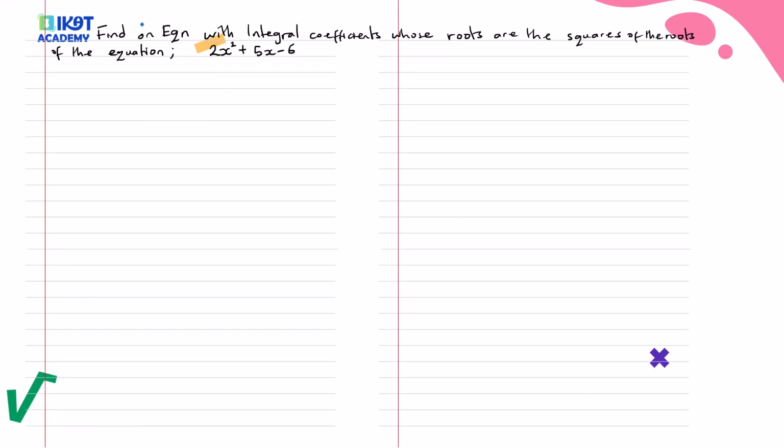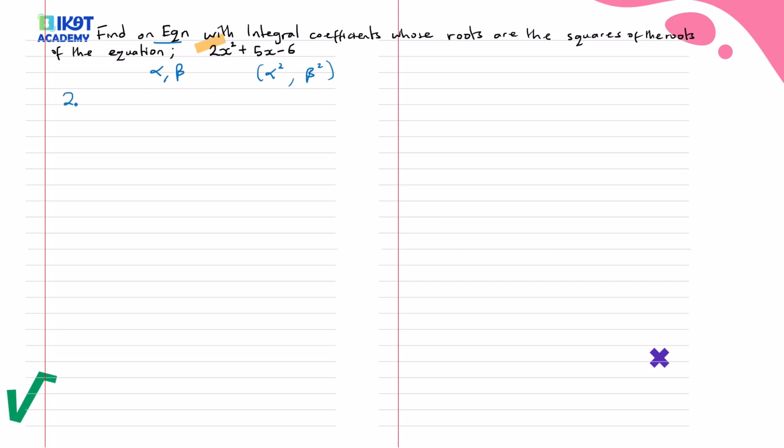Okay, now we have this. Find an equation with integral coefficients whose roots are the squares of the roots of the equation. So they want us to find an equation with integral coefficients whose roots are the squares of the roots. So we are going to let the roots of this equation be alpha and beta. But they want us to find an equation whose roots are the squares. So the equation we want to find, its roots are alpha squared and beta squared.